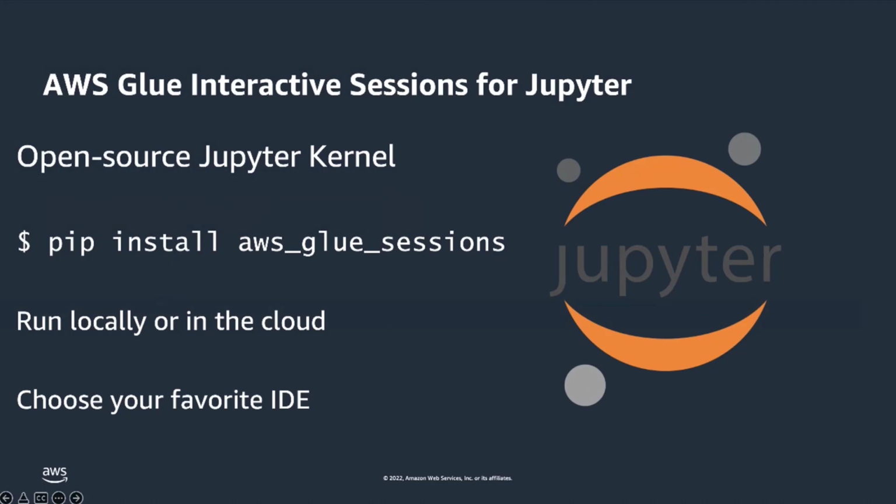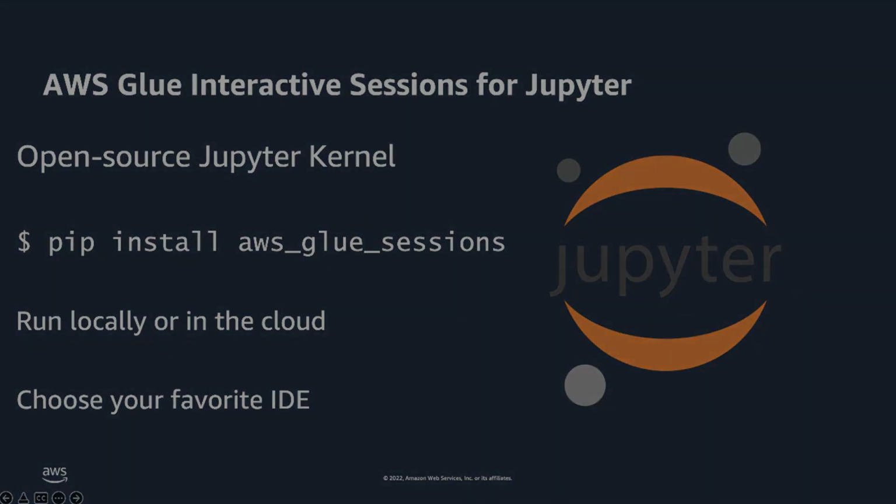The main interface into interactive sessions is a Jupyter kernel. It's easy to install on your local MacBook or PC, so you can run it locally. You can run it in the cloud, either on SageMaker or in Glue Studio. And because you can run it locally, you can connect it to your favorite IDE. So let's go ahead and dive in real quick and let me show you a demo of this kernel.